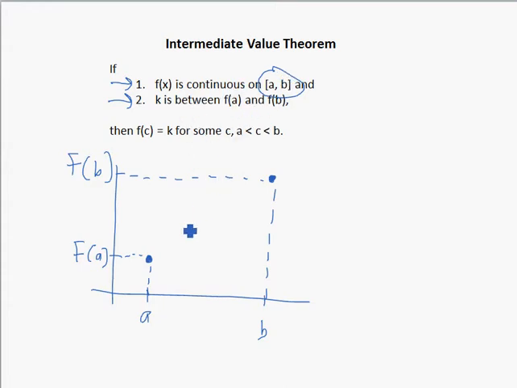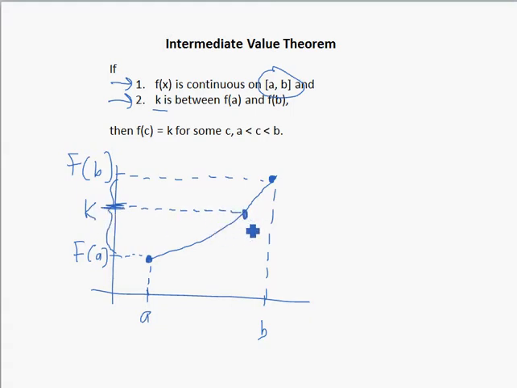So our function's continuous there, and I'm just going to draw a continuous function. Who knows what it does outside that interval, but right there it's just a nice continuous function. And k can be any number between f of a and f of b. All that means is k is some number on this axis between f of a and f of b. Now, k is completely arbitrary as long as it's between them. So I'm just going to say k is right here. All this theorem says is if there's a value between f of a and f of b, you should be able to find a point on that function where it equals that number.